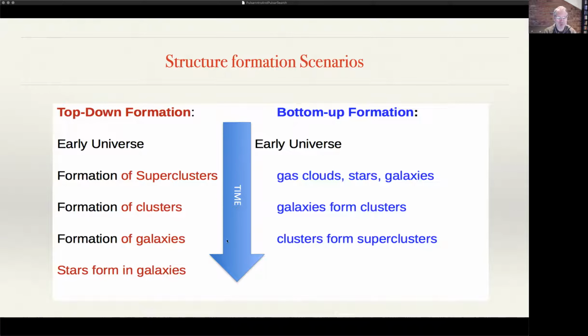So if time is moving down the page here, we think that we have the early universe, then superclusters were formed first, clusters were formed after that, and then galaxies and then stars. The so-called bottom-up formation says that we have gas clouds, stars, and galaxies first, then galaxies form clusters, and clusters form superclusters. Okay, so these are the two different mechanisms which you can imagine for how we get the universe to look like it does today.